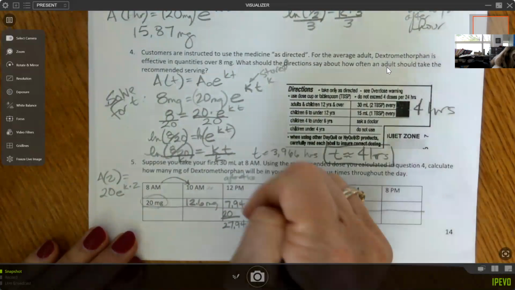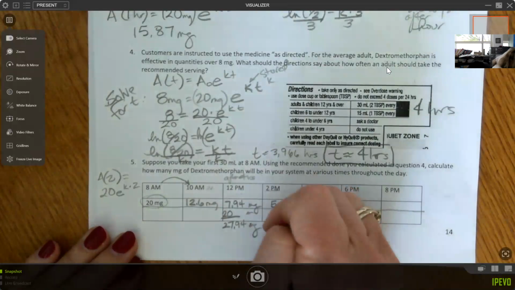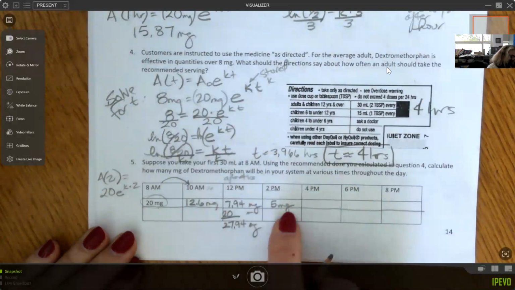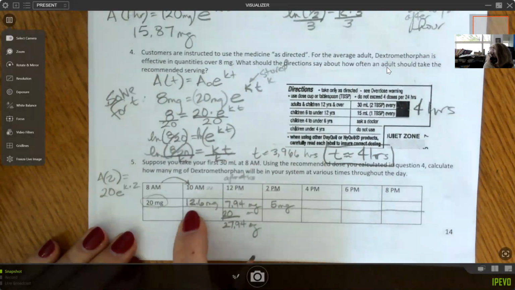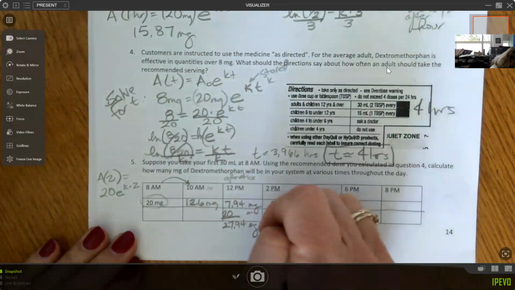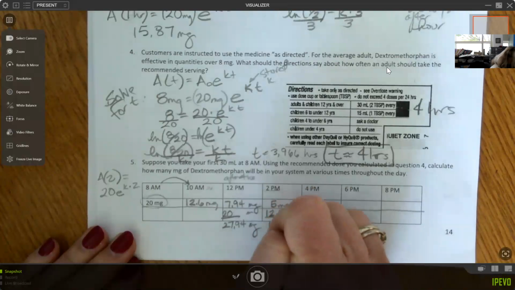I could put it in my calculator, but I really don't have to. We know that 6 hours later, there's 5 milligrams left. Well, how much of the second dose is left? Are you with me that 12.6 of that second dose? Okay, so now I've got 17.